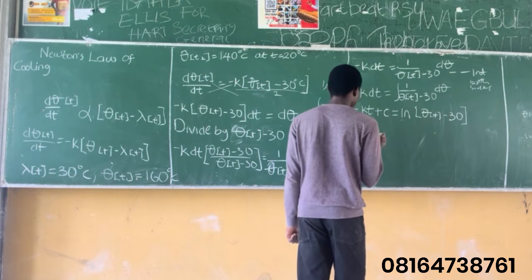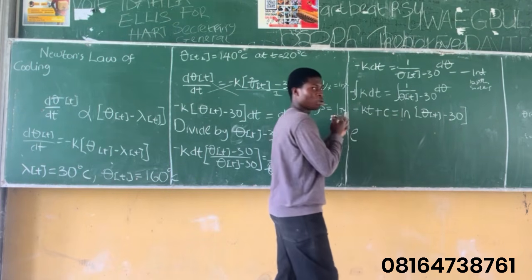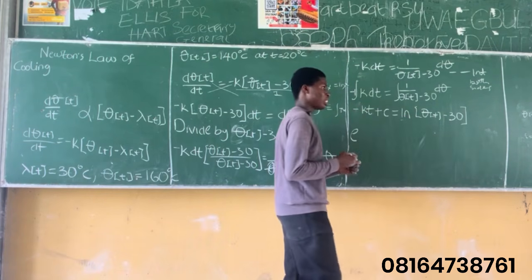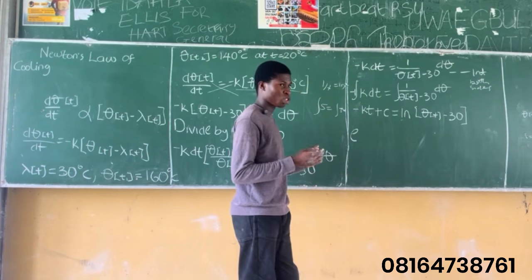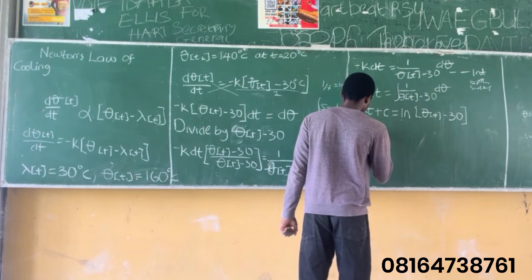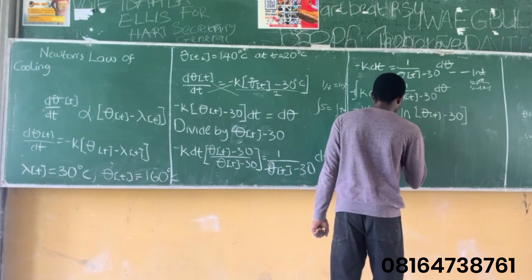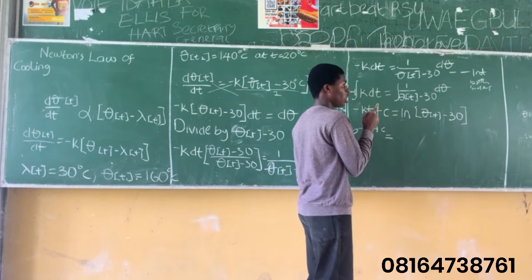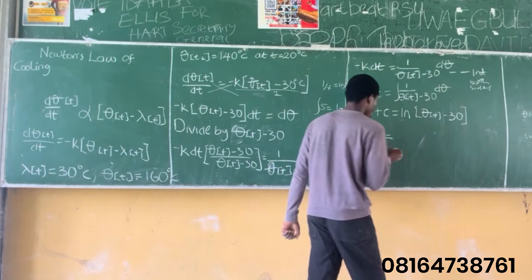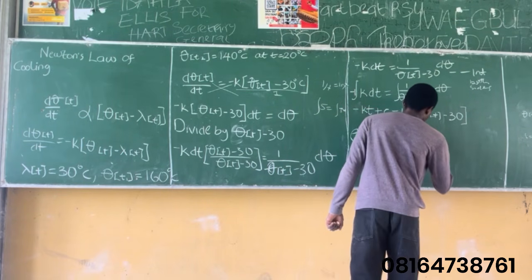So let's take the exponent. So we'll take the exponent of both sides. Anything you do to the left-hand side, you're going to be doing to the right-hand side. That is the rule for balancing out a mathematical equation. So we're taking the exponent of minus kt plus c is equal to, if you take the exponent of a ln function, it's going to cancel out. It's going to be theta t minus 30.